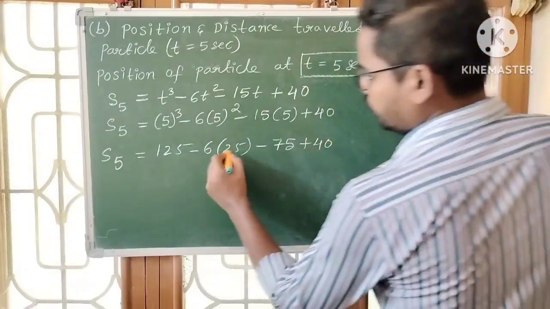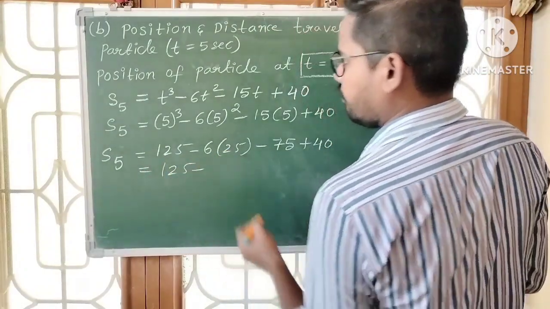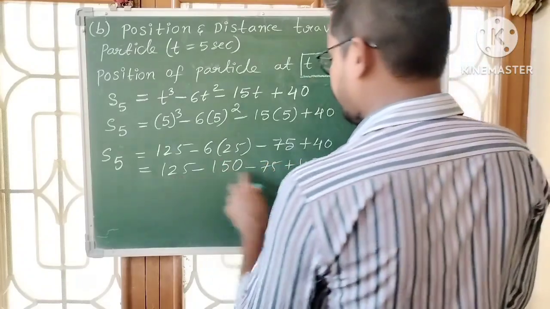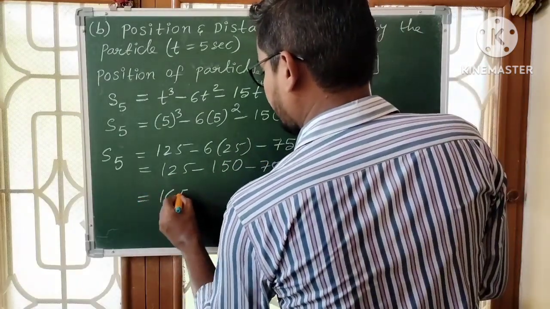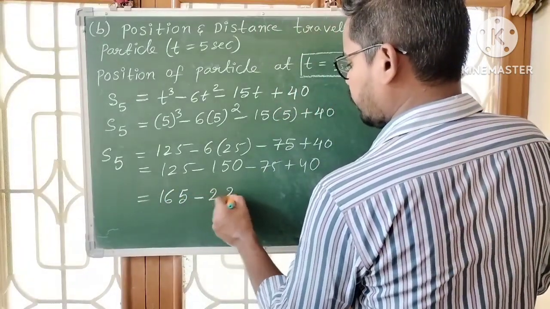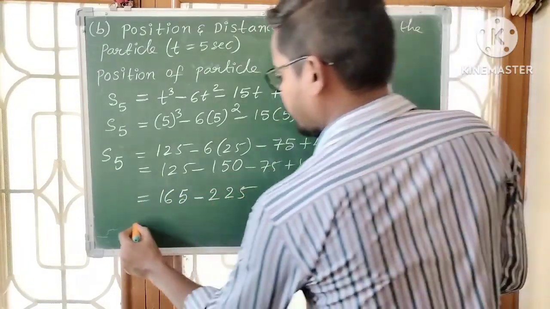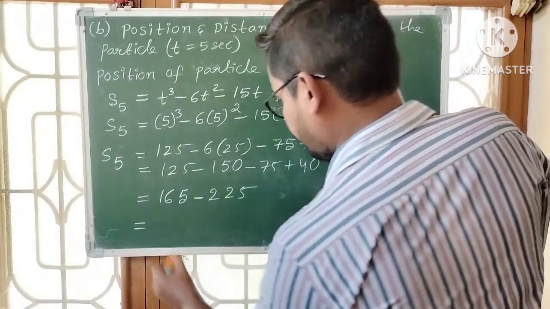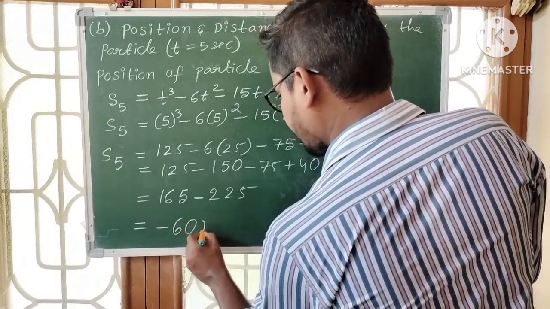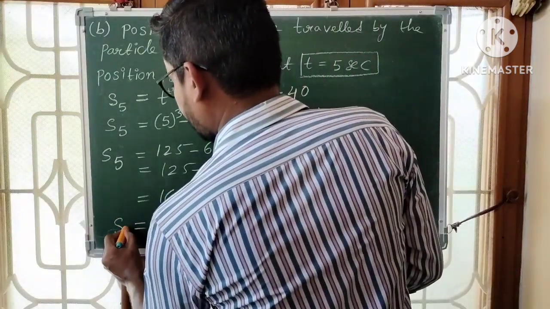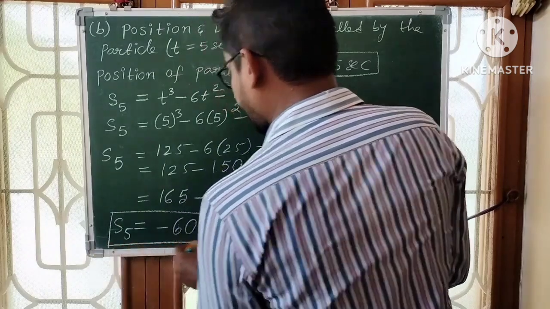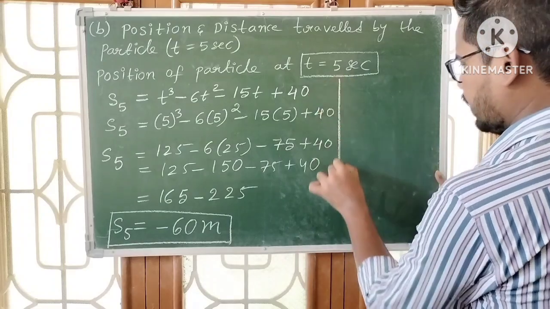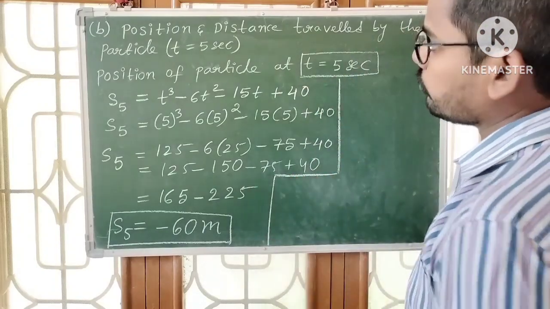Now 6 into 25, how much? 6 into 25, I think 150, yes. Minus 75 plus 40. Add positive values: 125 plus 40, 165. Minus 150, minus 75, minus 225. You will get 165 minus 225, which means how much? Minus 60 meters. So S5, the position of the particle at t is equal to 5 seconds, is minus 60 meters.